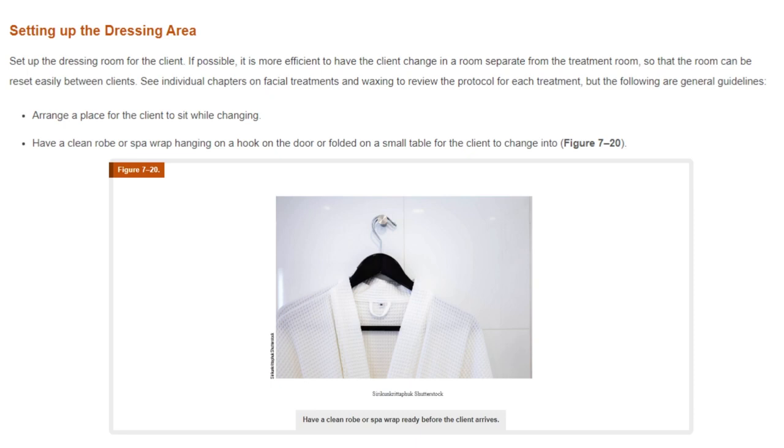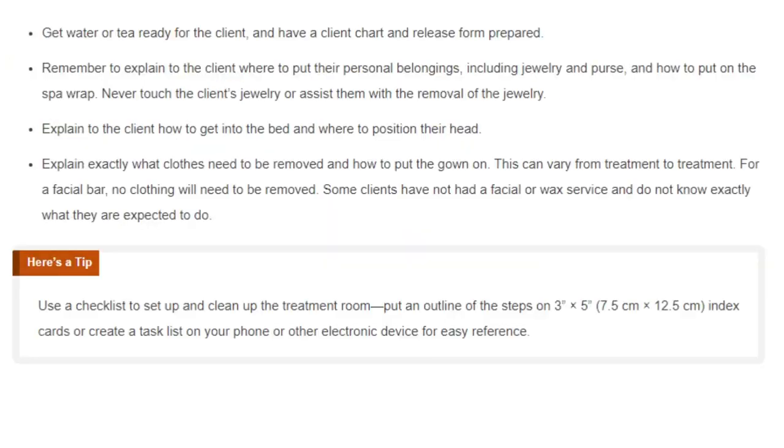Have a clean robe or spa wrap hanging on a hook on the door or folded on a small table for the client to change into. Figure 7.20. Get water or tea ready for the client, and have a client chart and release form prepared. Remember to explain to the client where to put their personal belongings, including jewelry and purse, and how to put on the spa wrap. Never touch the client's jewelry or assist them with the removal of the jewelry.